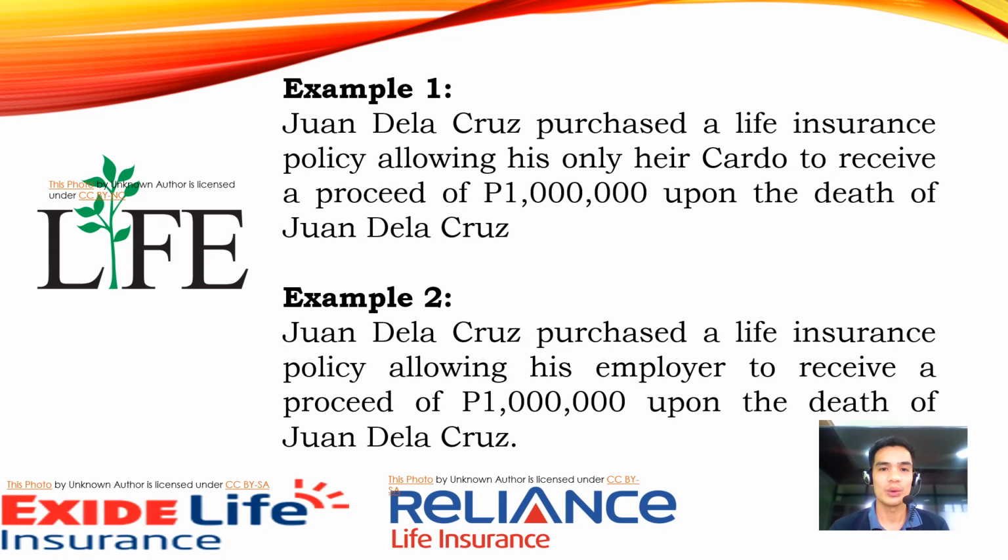For example, Juan de la Cruz purchased a life insurance policy allowing his only heir, Cardo, to receive proceeds of 1 million upon the death of Juan de la Cruz. If unfortunately, the insured person, Juan de la Cruz, actually dies, the 1 million proceeds collected by Cardo will be exempt from income tax. Interestingly, in example number 2, if the employer of Juan de la Cruz is the designated beneficiary instead of Cardo, the amount of 1 million proceeds collected by the employer upon his death will also be exempt from income tax.